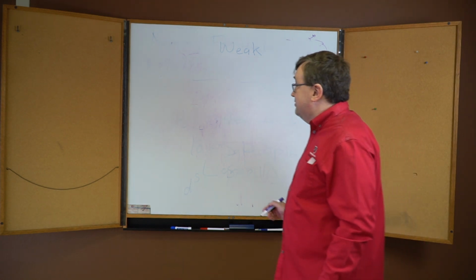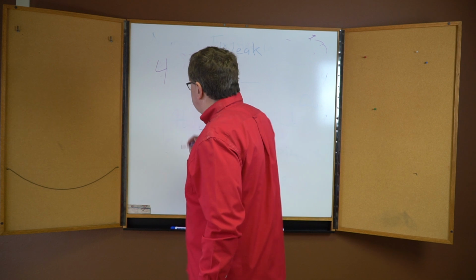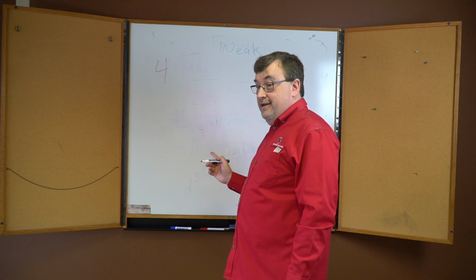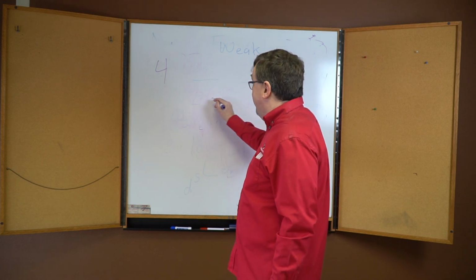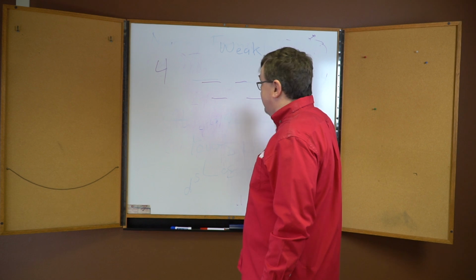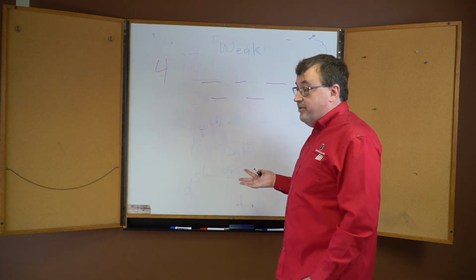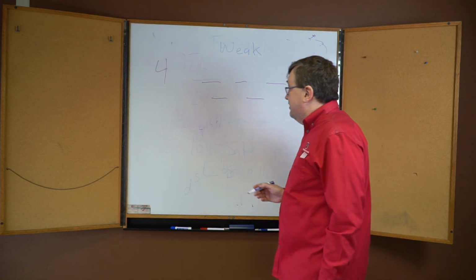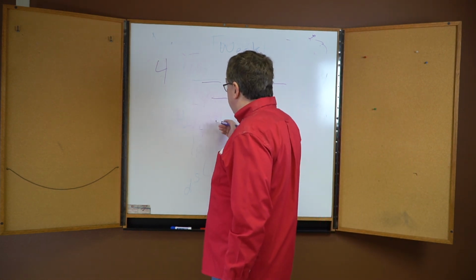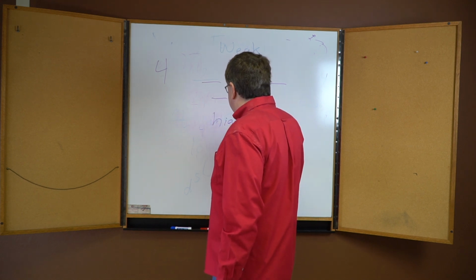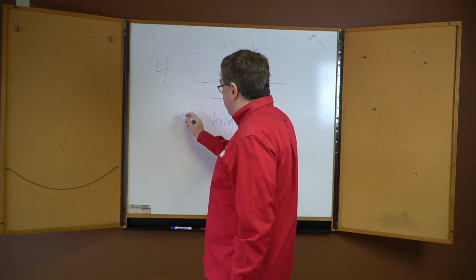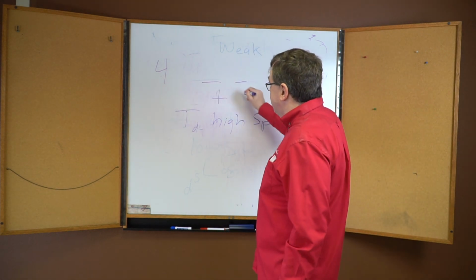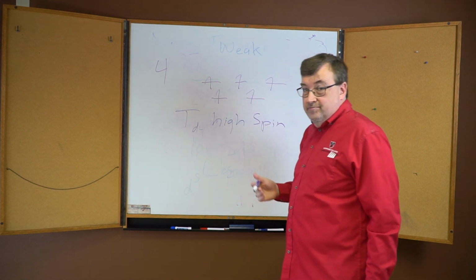Okay. 4 coordinate. Tetrahedral will be the weak case. So all the weak ones will be tetrahedral, and there will be a few exceptions I'll talk about in a minute. So tetrahedral high spin. So if I do a D5 case, here we go.